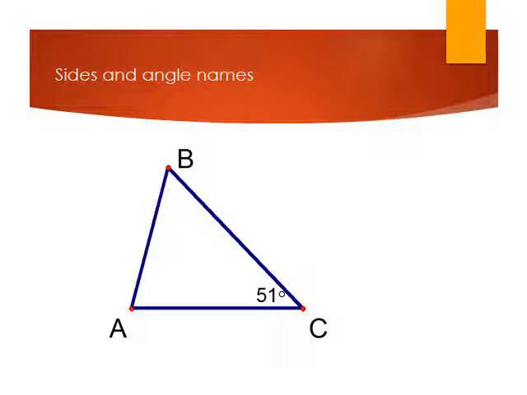Okay, just a quick little refresher on how we name sides and angles. So angles, obviously, these are angles A, B, and C. The sides we can name with a small letter according to the angle opposite. So that's side A. The side opposite the 51-degree angle is side C. And then the side opposite this is side B.